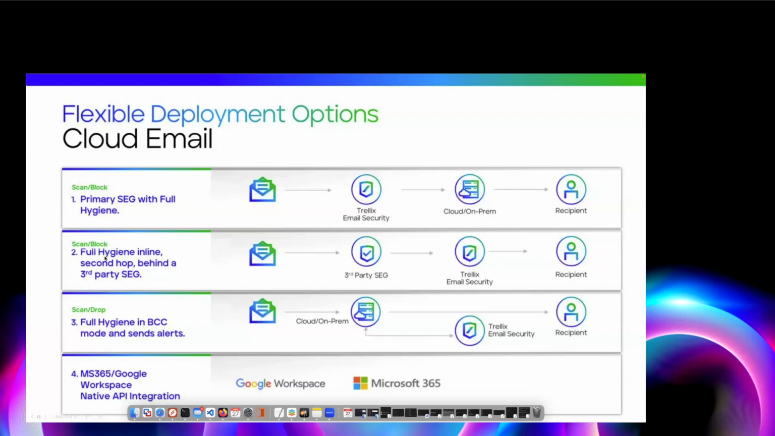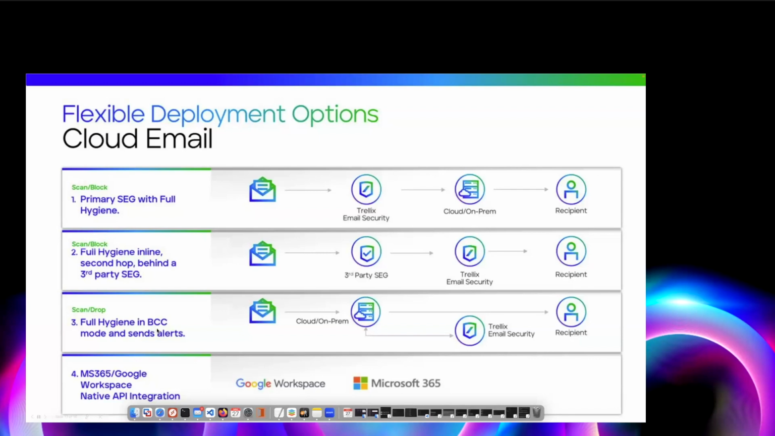The second option is full hygiene inline second hop behind a third-party security email gateway. So if customer has some other security solution, it can go first to the security email gateway from other vendor, and then to Trellix email security, and then to recipient.